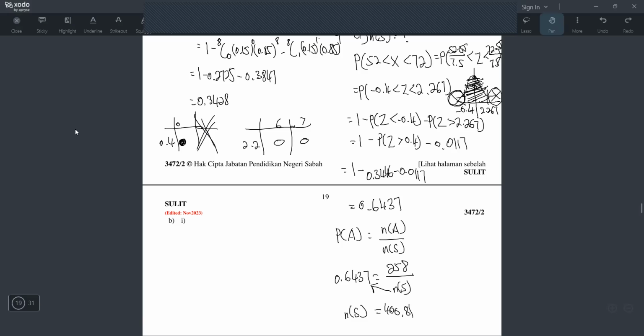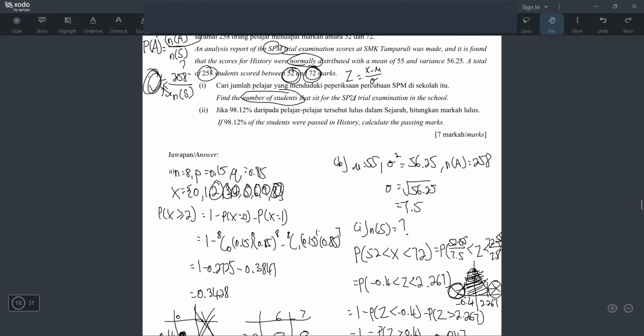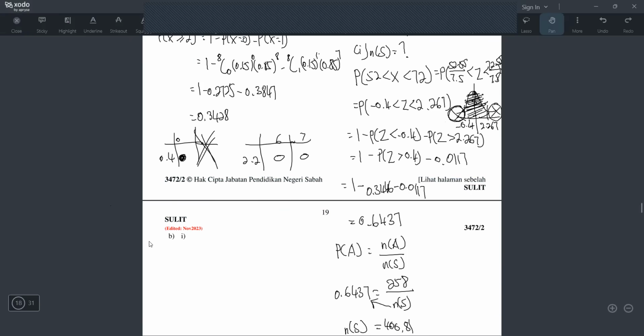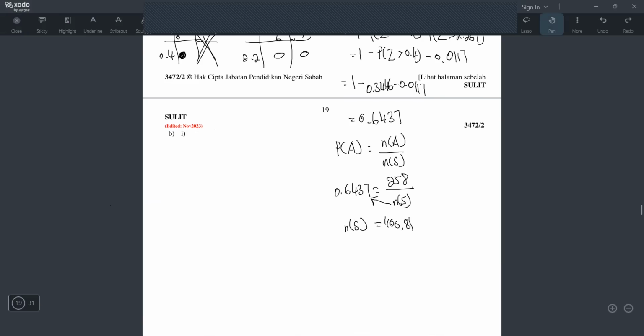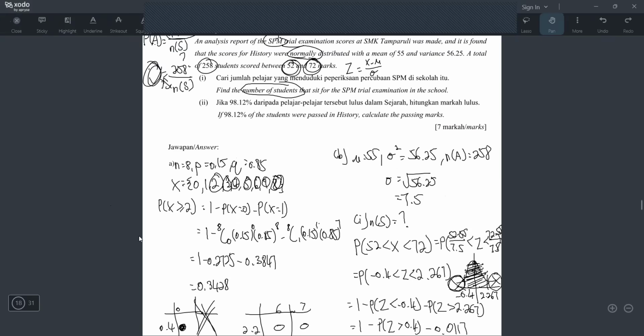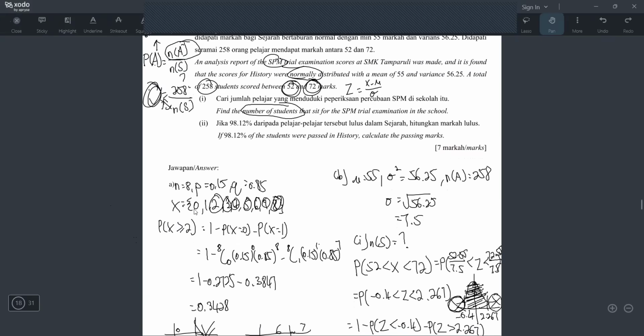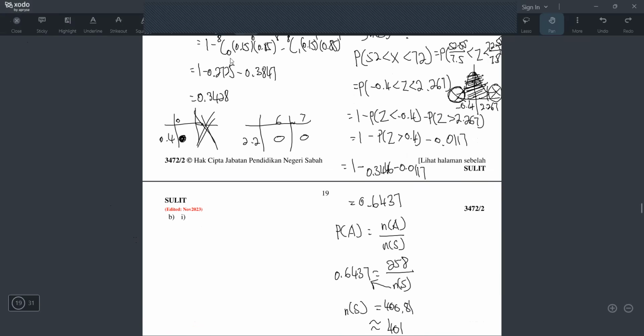But n(S) represents the number of students sitting for the SPM trial. So I don't think the number of students can have decimals. So it's approximately how many students? 401 students. All right. So it means your total number here is 401. Okay, this is how you do it. Okay, let's continue with B2, but I don't have enough space already, so I will just write here.